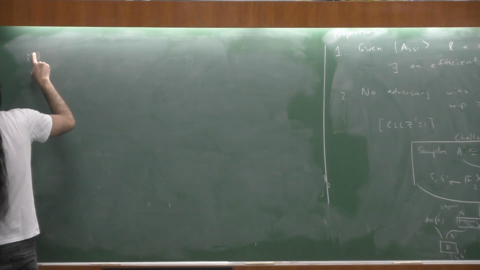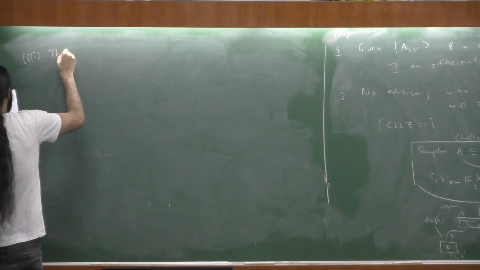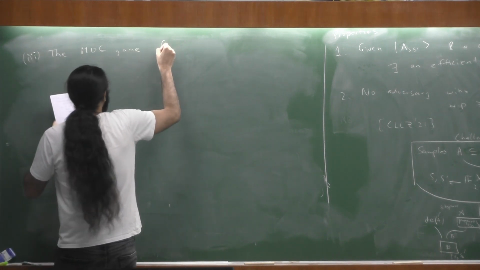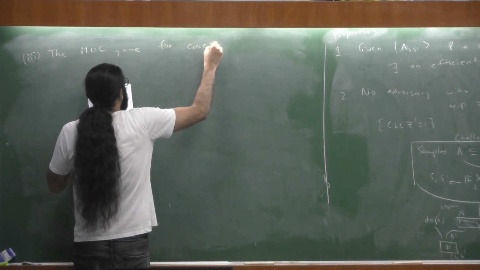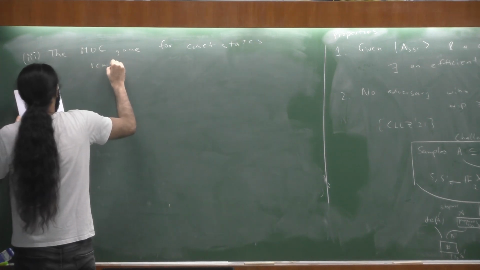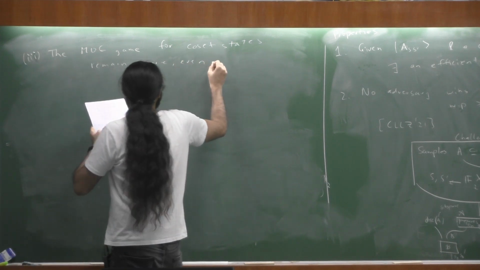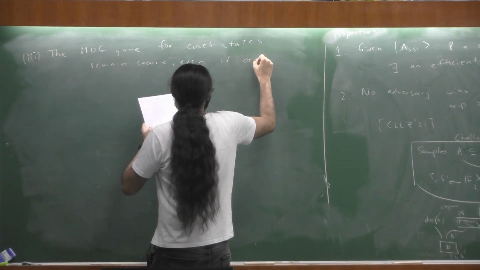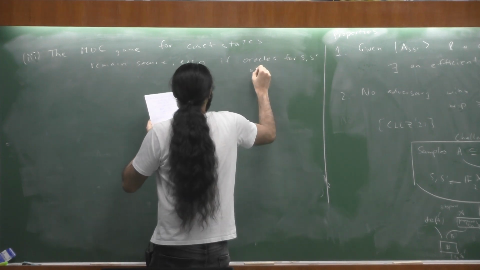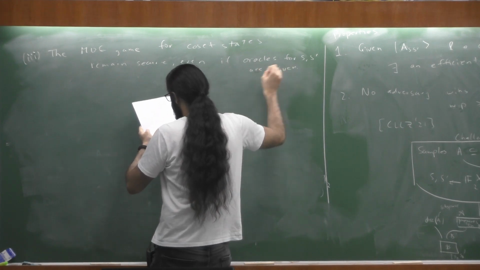All right, and then the third point is that the MOE game for coset states remains secure even if oracles for S prime are given.